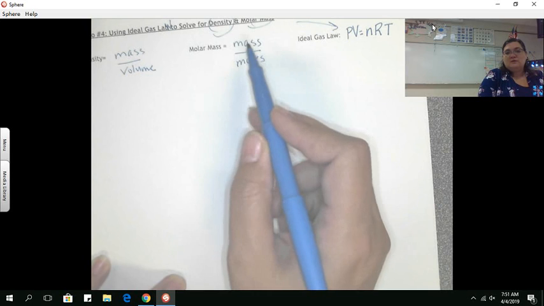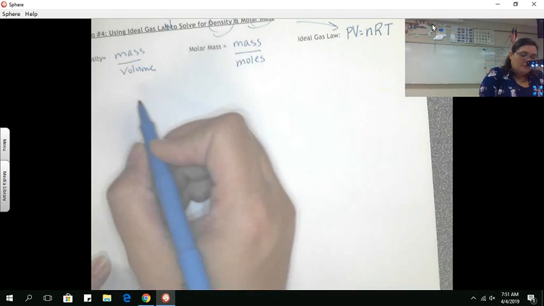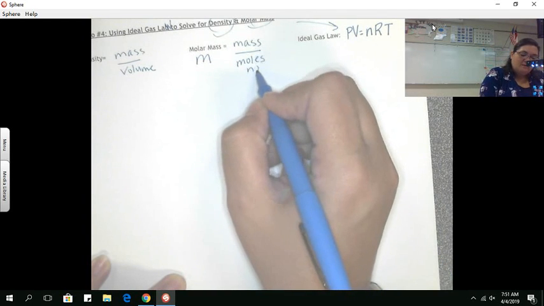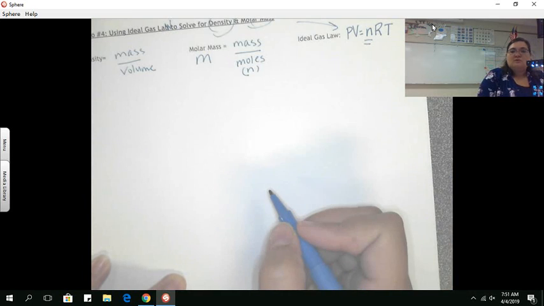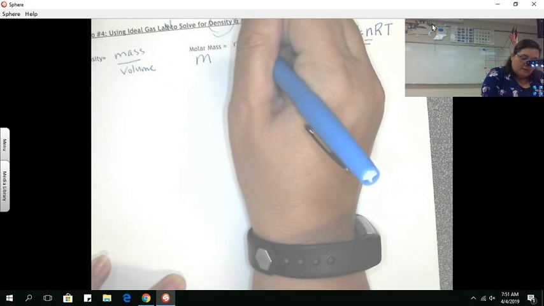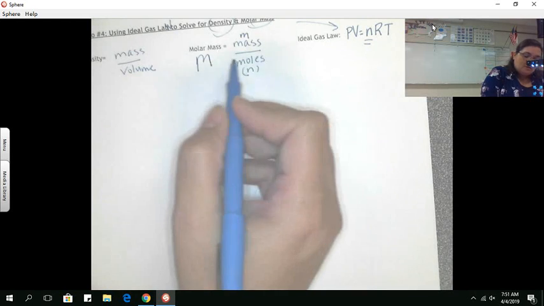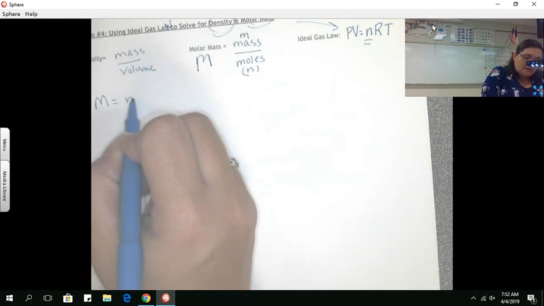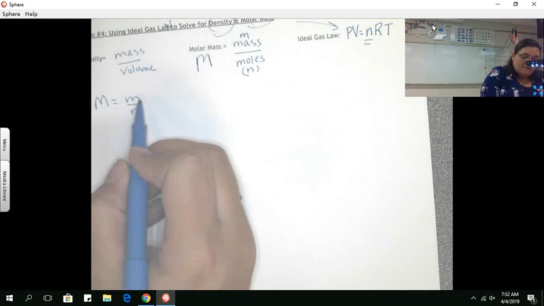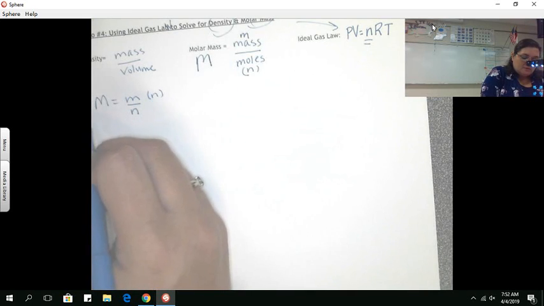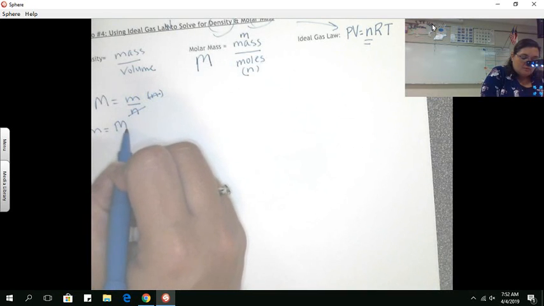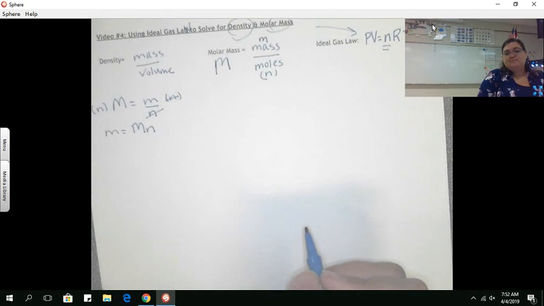If I wanted to solve this for mass, we're going to use a big M for molar mass. We're going to use an n for moles, because that's the same letter we use in the ideal gas law. And then we're going to use a little m for mass. So we've got a big M and a little m. Our molar mass is our mass over moles. To solve for mass, we'd multiply both sides by moles. They'd cancel here, and then we would get that mass is equal to the molar mass times the number of moles.